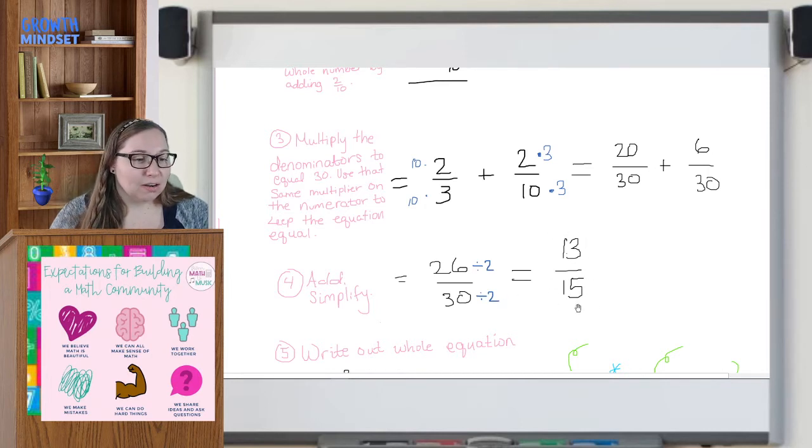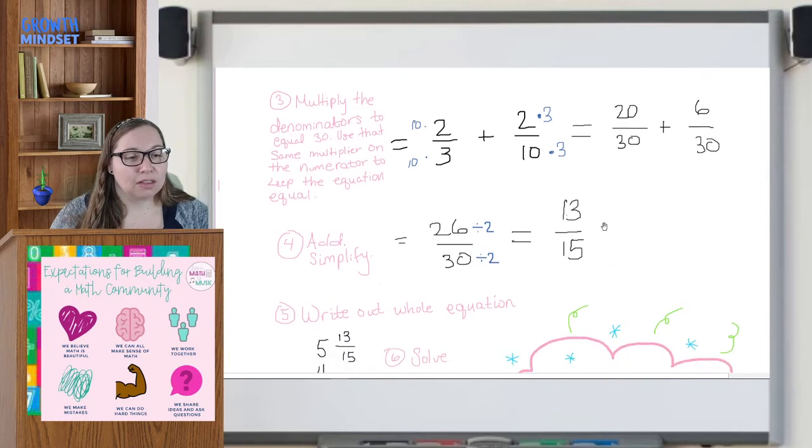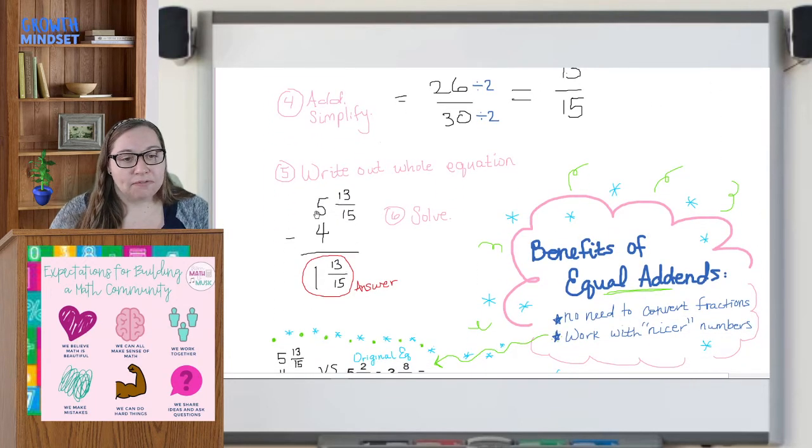So this isn't our answer, though. This is part of our answer. Now we have to bring back the 5 and the 4. So 5 and 13/15 minus 4 would give us 1 and 13/15. 5 minus 4 equals 1. 13/15 minus nothing just brings it right down into the answer. So 1 and 13/15 is the answer.